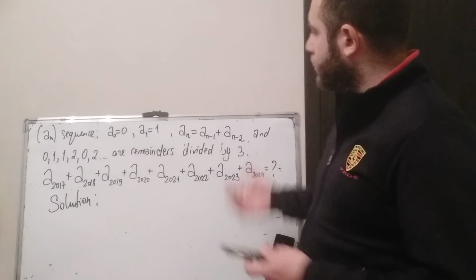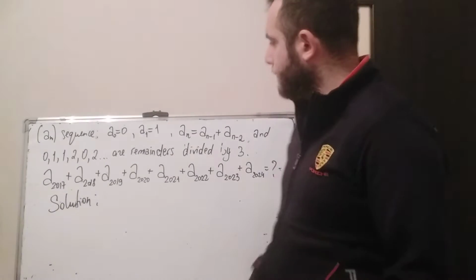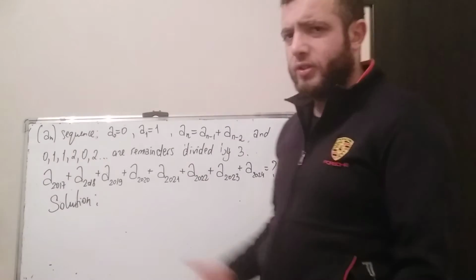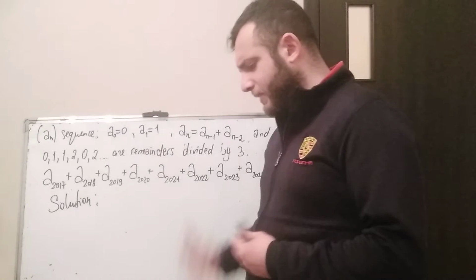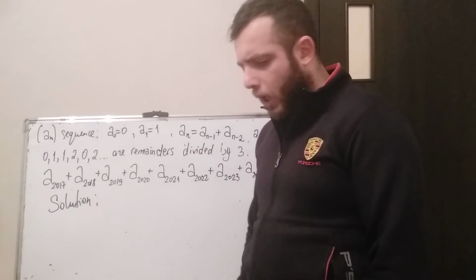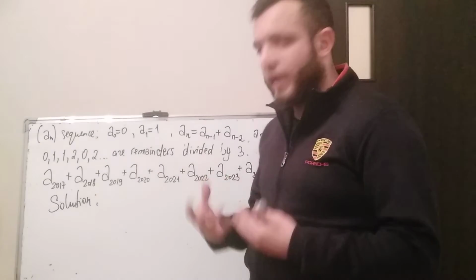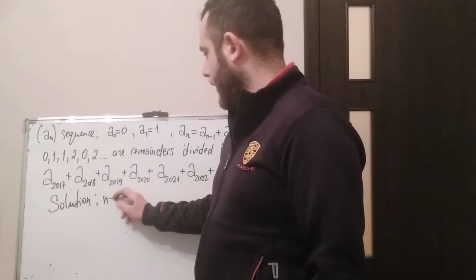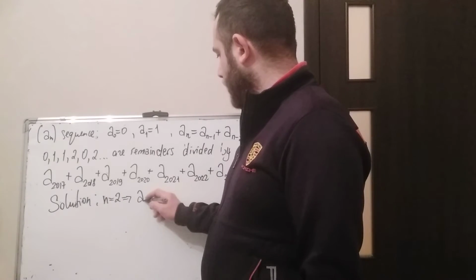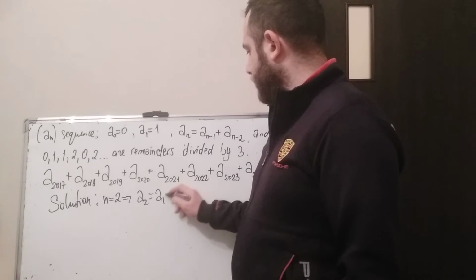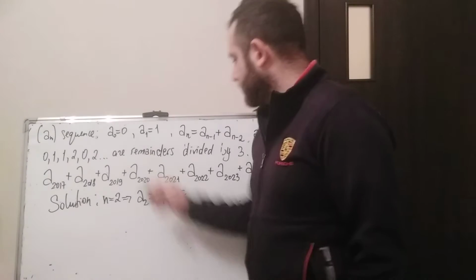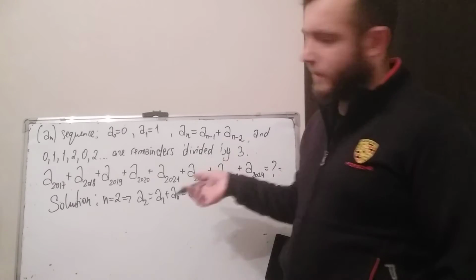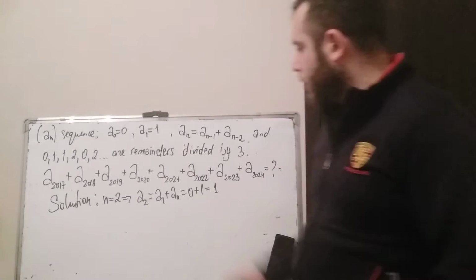Okay, so now let's check some values here. We have a0, a1, why not a2, a3, some values, for example up to a10, because in that case we can create the patterns. When n is 2, a sub 2 equals a sub 1 plus a sub 0. It will be 0 plus 1, which is 1. We can write mod 3, but I've already written divided by 3. So a2 is 1.